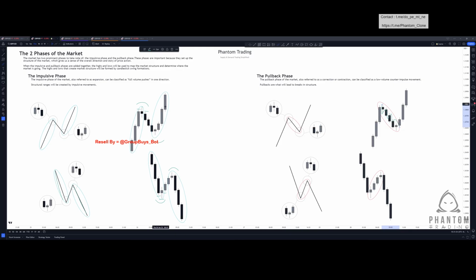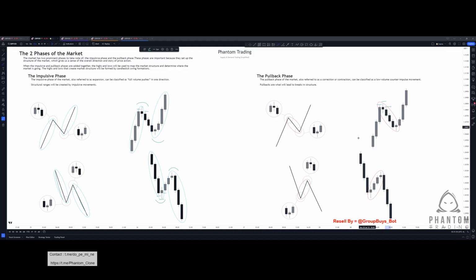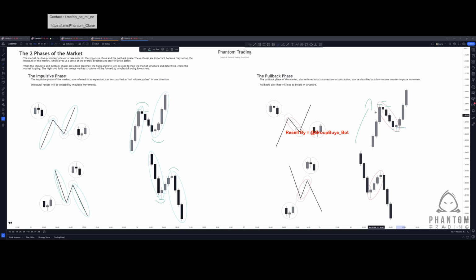And again, taking to the notes of what I said in the impulsive phase, when we see this candle swing formation and we start to see the market pull back counter to the impulsive move, we can see that price is entering a pullback phase. And then similarly, when we start to see the opposite candle swing formation, this could be an indication that price is starting to enter a new impulsive phase.